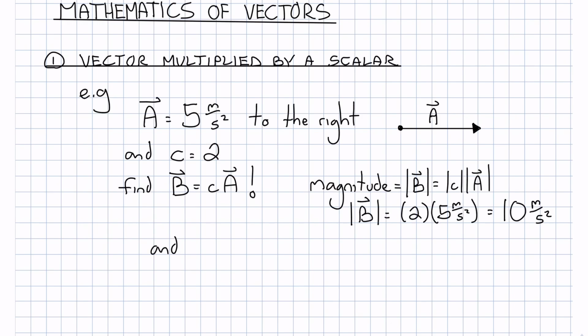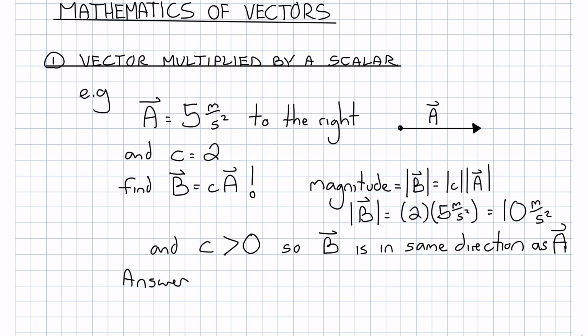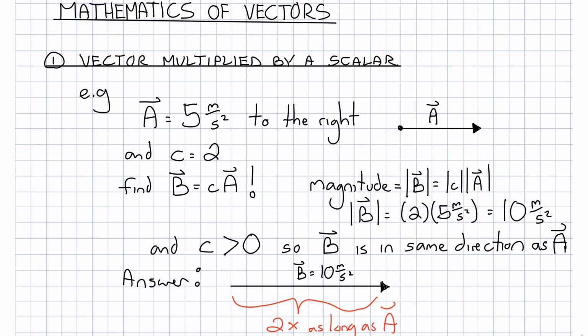And now the direction. Because c is greater than 0, it's a positive number, it's positive 2, it turns out that the vector b will be in the same direction or parallel to the vector a. So the overall result is that vector b has a magnitude of 10 meters per second squared and has the same direction as the original vector a. And I'll draw it out here as an arrow. When I draw it out, you'll see that the arrow is twice the length of vector a, but it points in the exact same direction.